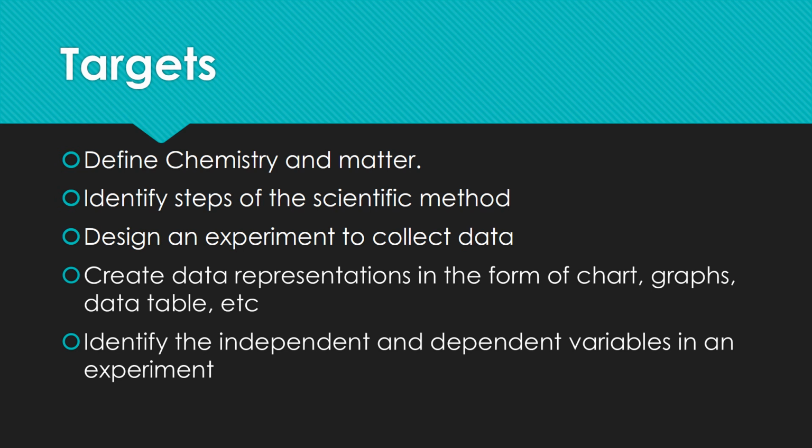So far, what we've done is we've defined chemistry and matter, so we got that done. Remember, chemistry is the study of matter and the changes it undergoes, and matter is anything that occupies space and has a mass. We've then identified the steps of the scientific method. There was finding a guiding question to answer, coming up with a hypothesis, and then designing an experiment to test the hypothesis. And then we talked about how to design an experiment with independent variables, dependent variables, control groups, and experimental groups.